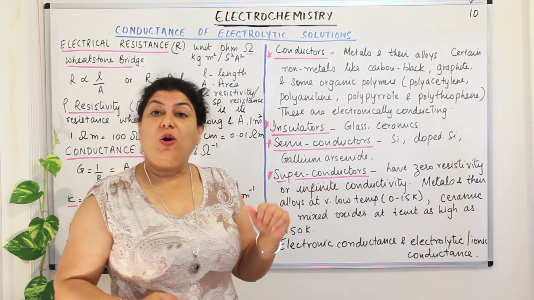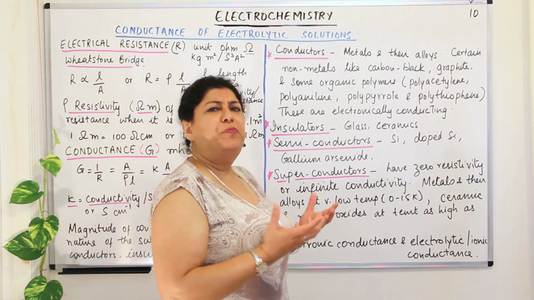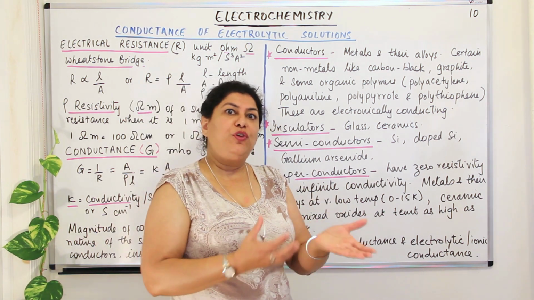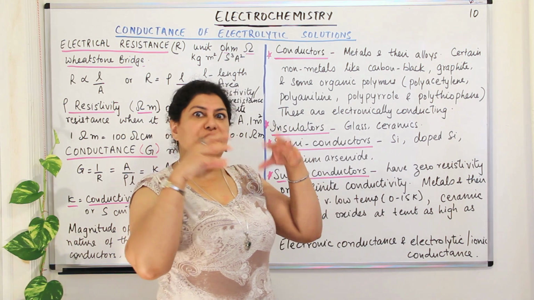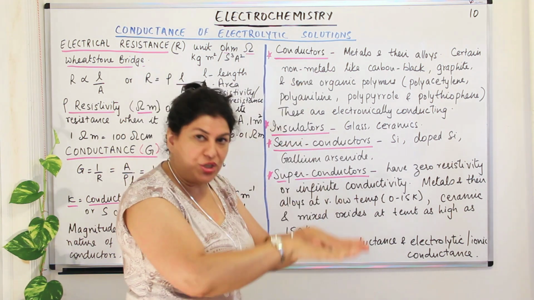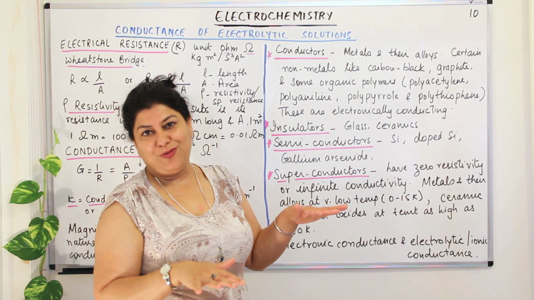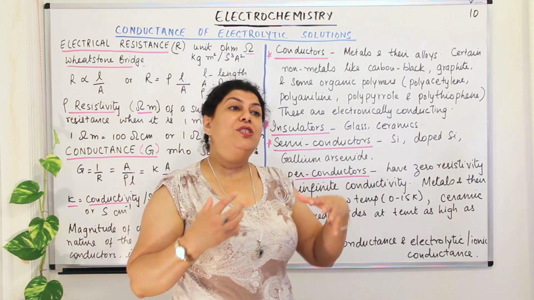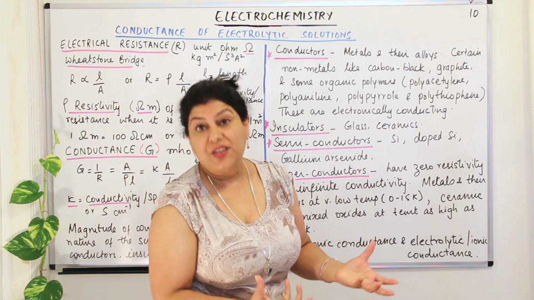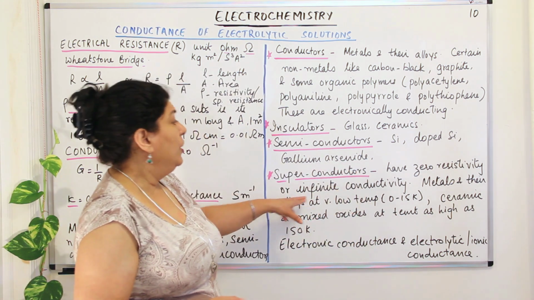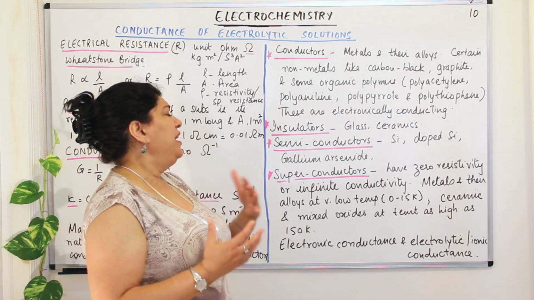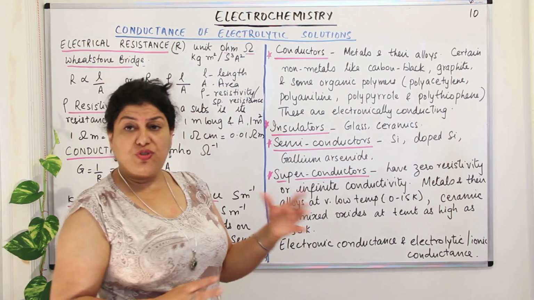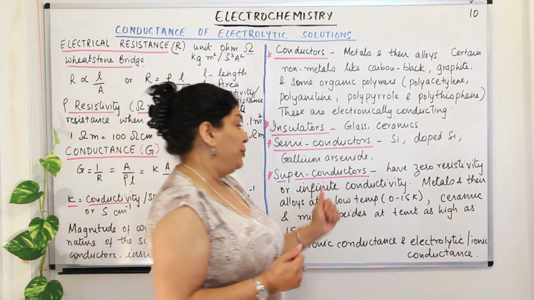But the problem was that these superconductors required abnormally low temperatures, and the amount of conductivity they would show in comparison to the expenditure of bringing the temperature down so much would not balance out. So it was not economically feasible to have such superconductors unless the need was so great. They have zero resistivity or infinite conductivity. Metals and their alloys at very low temperatures still act as superconductors.